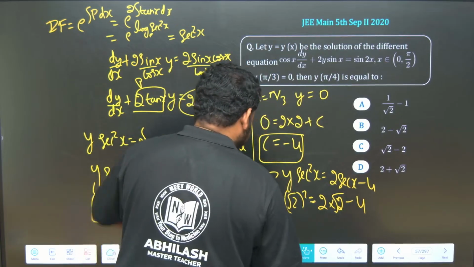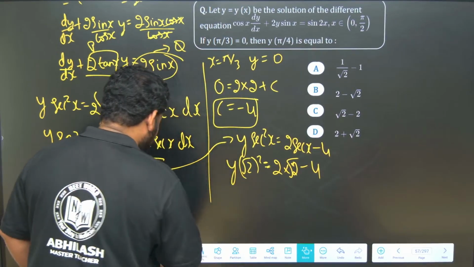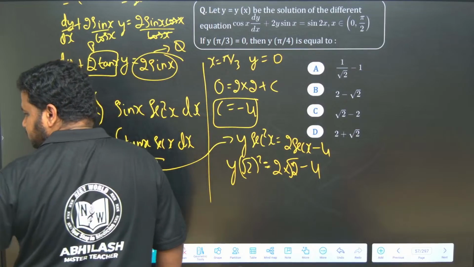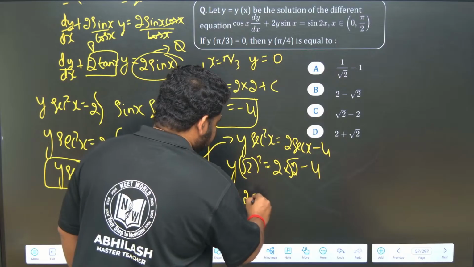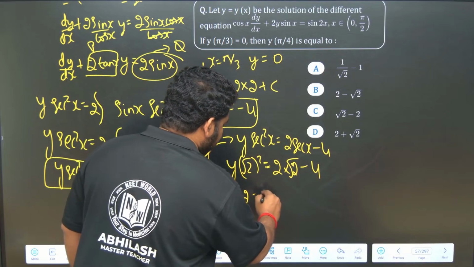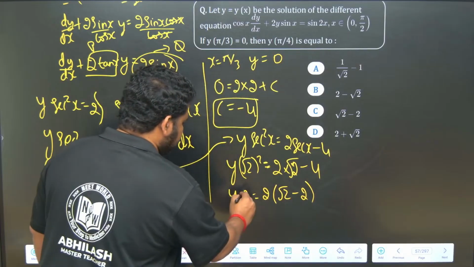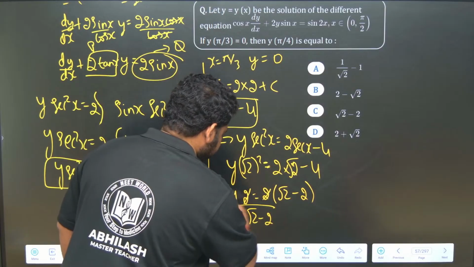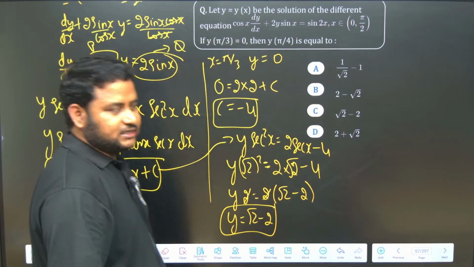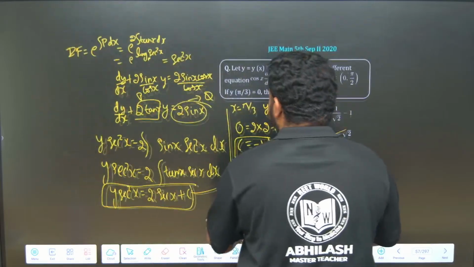So this gives me y into root 2 whole square, and root 2 into root 2 is 2 itself. So 2y is equal to, if I take 2 common, 2 times root 2 minus 2. So I can cancel 2 and 2. y will be equal to root 2 minus 2, which is nothing but option C. Very simple question. Got it? This is how we can solve this question.